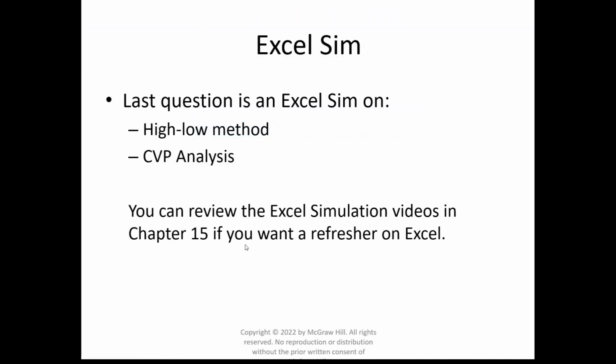Your last question in Connect is an Excel simulation. You completed one of these in Chapter 15, so if you need a refresher, you can go back to Chapter 15 and review the Excel simulation orientation videos. You will complete an Excel simulation on the high-low method. The high-low method is a way to separate our variable and fixed cost. And you will do some CVP analysis, which is similar to what we just did in these last two exercises.